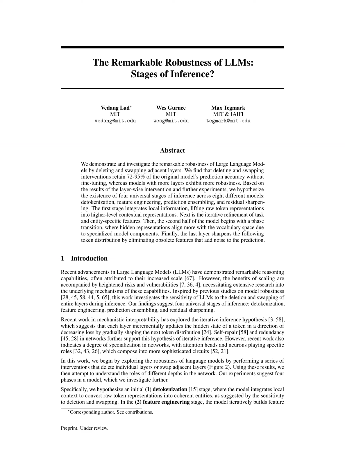The method begins by performing interventions that delete individual layers or swap adjacent layers in the model. This process helps in understanding the roles of different depths in the network and identifying 4 universal stages of inference: detokenization, feature engineering, prediction ensembling, and residual sharpening. Firstly, in the detokenization stage, the model integrates local context to convert raw token representations into coherent entities.